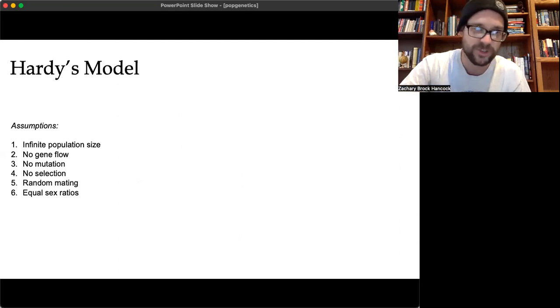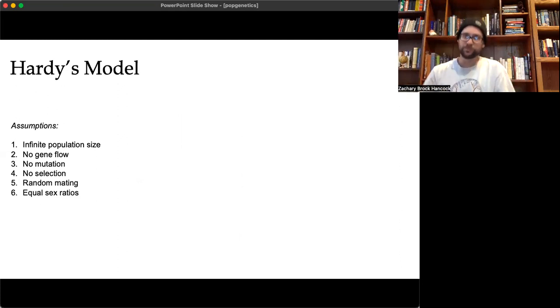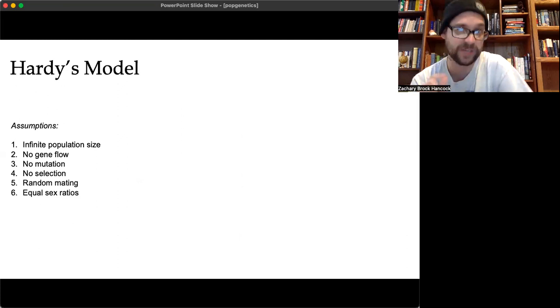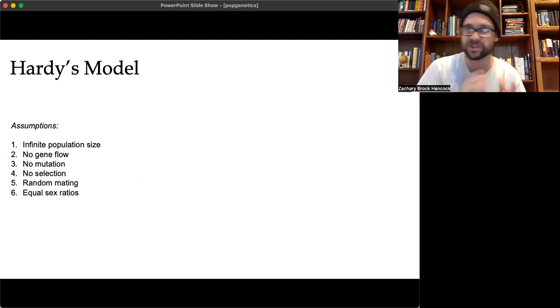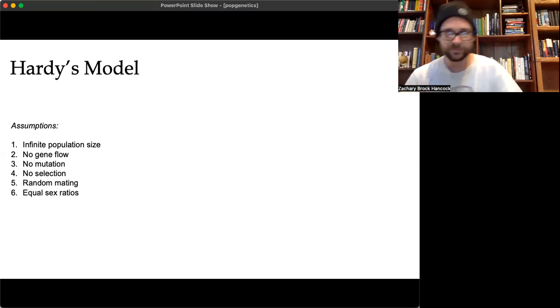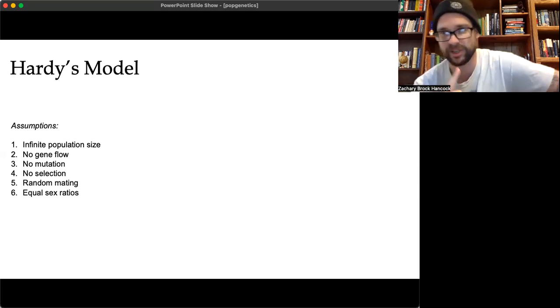Okay, so very, very important. Hardy makes a series of assumptions, and Hardy is very good in his paper about laying out these assumptions because he's a mathematician, right? And mathematicians are very good at saying, assuming X, Y, and Z, then we can have A, right?